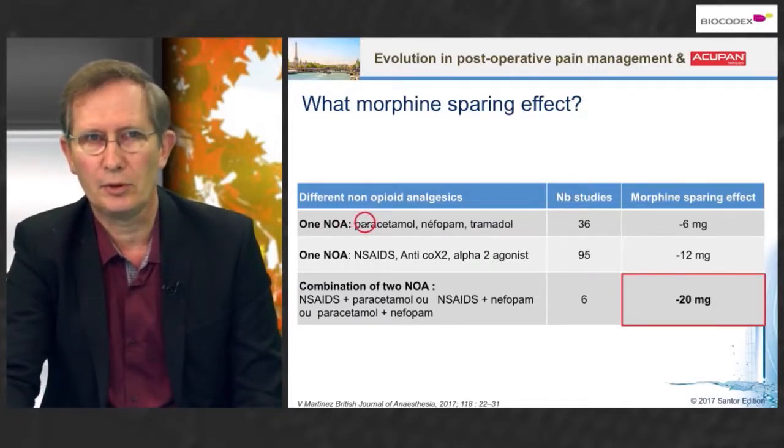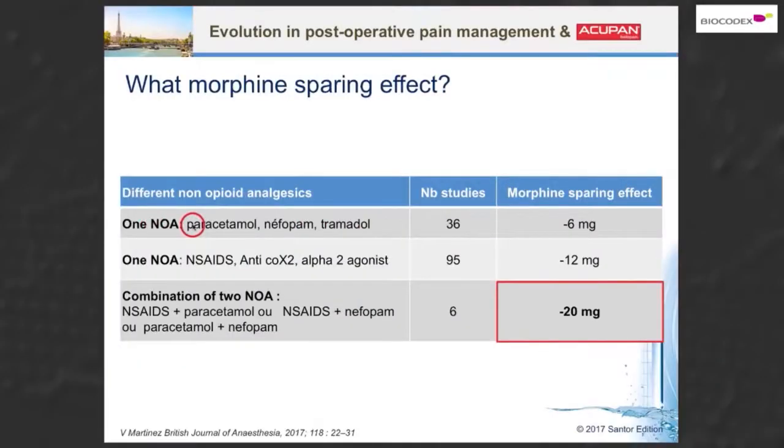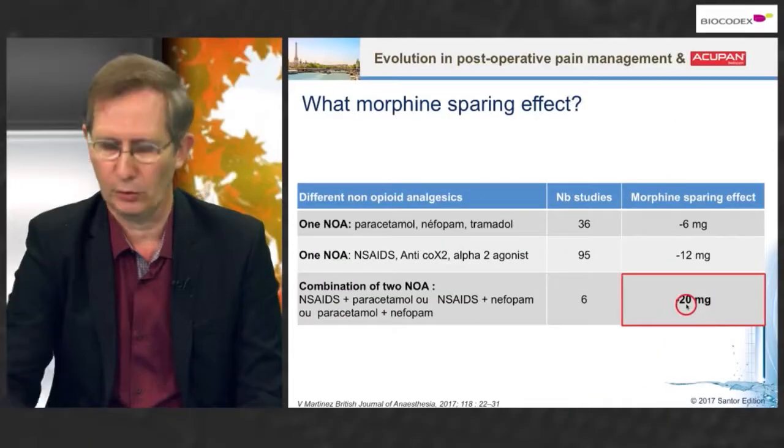And you have here different solutions, either one non-opioid analgesic, paracetamol, nefopam, tramadol, and in all this amount of studies, the average morphine-sparing effect was around 6 milligrams. This type of single administration of non-steroidal, anti-COX-2 or alpha-2 agonist, it's around 12 milligrams of morphine-sparing effect for 24 hours. And interestingly, when you look at combination of non-opioid analgesics, it means non-steroidal and paracetamol, non-steroidal and nefopam, or paracetamol and nefopam, the morphine-sparing effect is quite increased, around 20 milligrams for 24 hours.